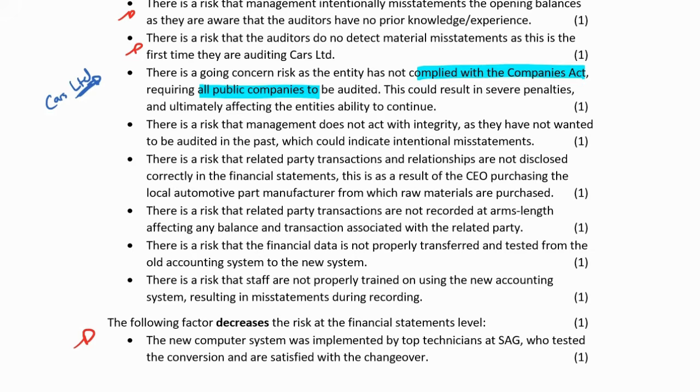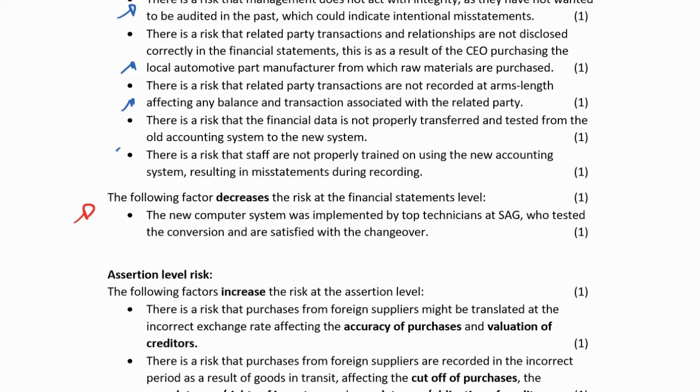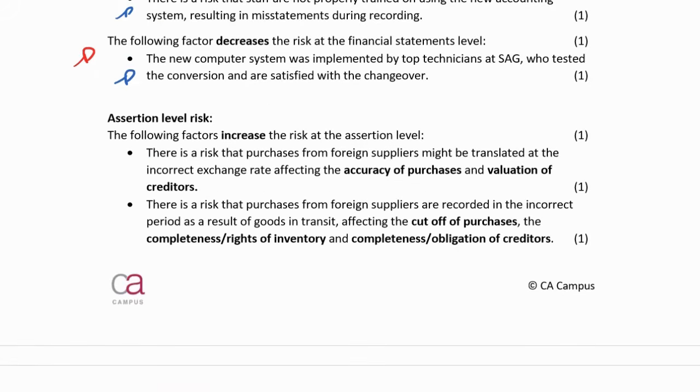Okay, risk: management integrity is lacking, so the control environment is weak because they are not following the Companies Act. Okay, related party transactions and the new information system: there's a risk that your data is transferred incorrectly and that staff are not trained and don't know how to use it. But the decreasing factor is the experts who believe that it was implemented correctly.